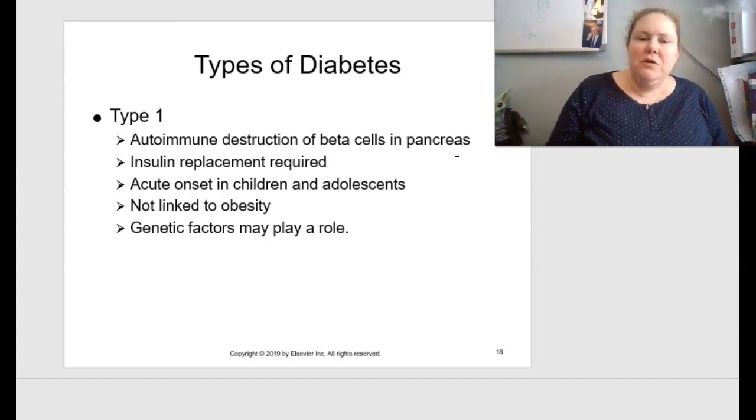This can have an acute onset or a rapid onset in children and adolescents. And this is the one that's not linked to obesity. And genetic factors can very well play a role. So, diabetes can run in the family.